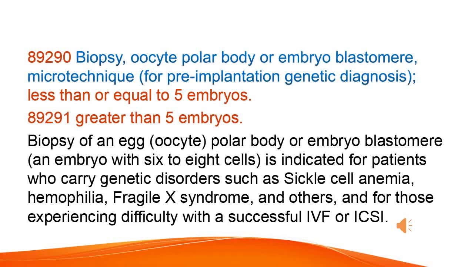Biopsy, oocyte polar body or embryo blastomere, microtechnique, for pre-implantation genetic diagnosis, less than or equal to 5 embryos. Greater than 5 embryos. Biopsy of an egg, oocyte, polar body or embryo blastomere, an embryo with 6 to 8 cells, is indicated for patients who carry genetic disorders such as sickle cell anemia, hemophilia, Fragile X syndrome, and others, and for those experiencing difficulty with a successful IVF or ICSI.